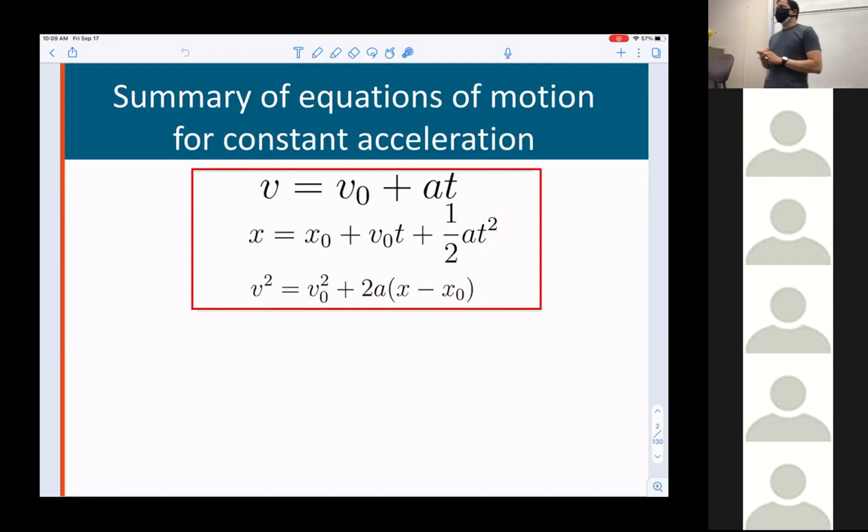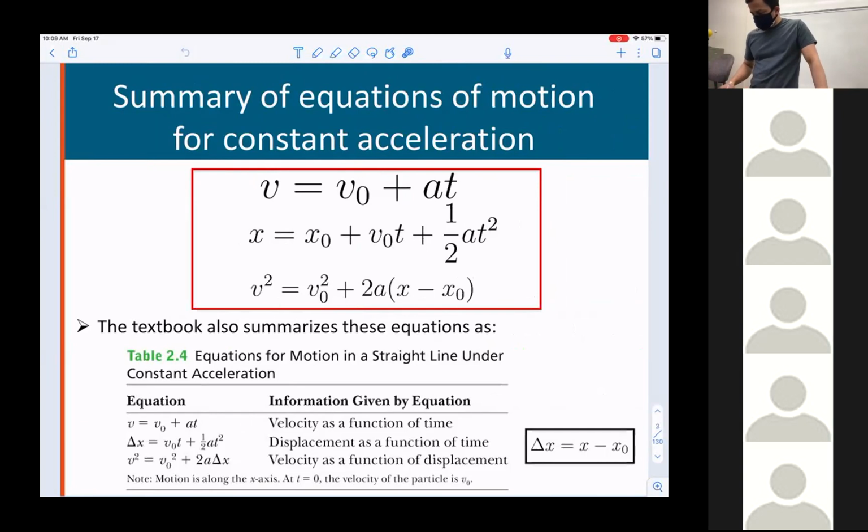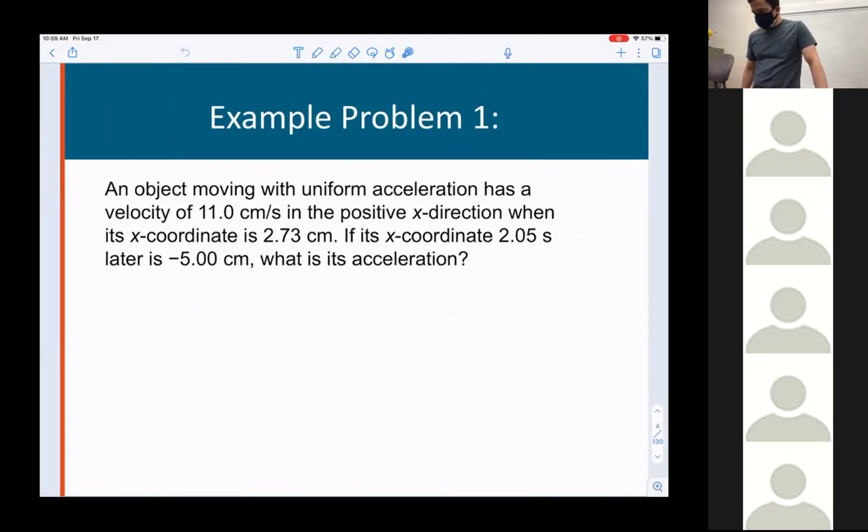Depending on the type of information that's given to you, you can maybe readily use this third equation right away. Any questions on that? So today we're going to look at some examples where we put some of this to use. Again, here's a summary. So let's look at this particular example.